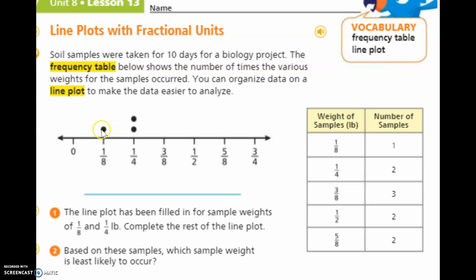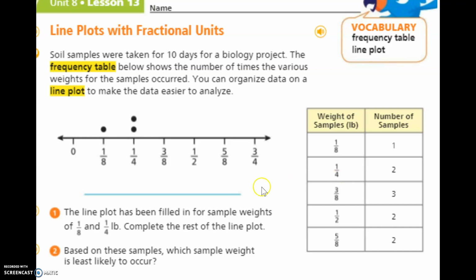And on the previous example, I used X's on the line plot. You can use X's, you can use dots, you can use whatever symbol you wanted. For the pets, we could have done little pictures of dogs. You can get really creative with your line plot.